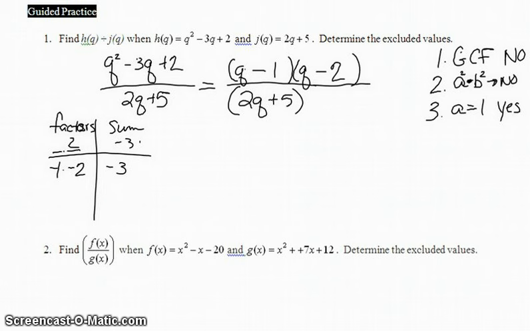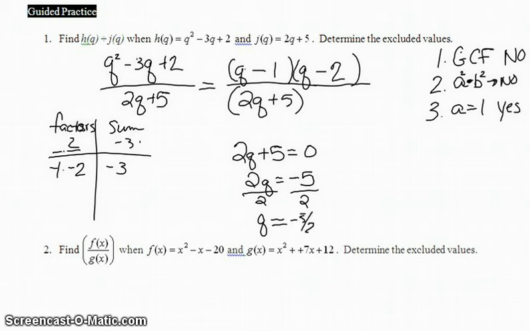Now I see if I can cancel anything. Q minus 1 times Q minus 2 divided by 2Q plus 5. Well, I can't cancel anything. So I'm good there. Now I need to determine what my excluded values are. And doing that, I take the binomials in the denominator, in this case 2Q plus 5, set it equal to 0, and solve. Subtracting 5 from both sides, and then dividing by 2. Q cannot be -5 halves.